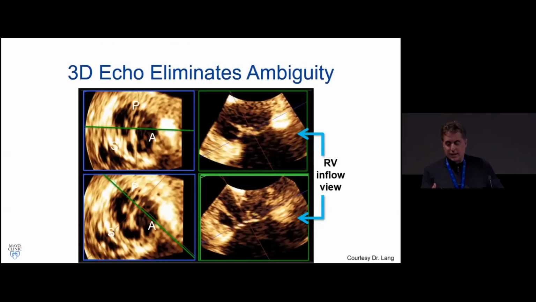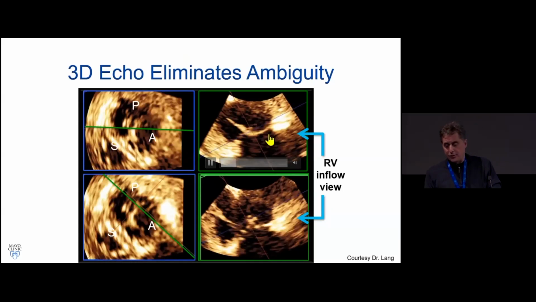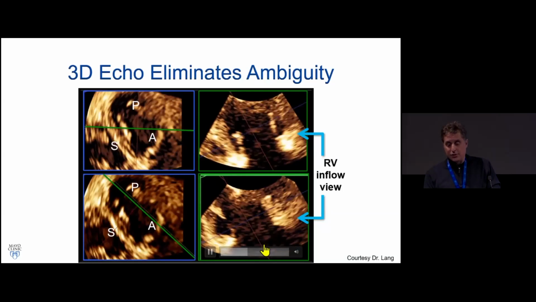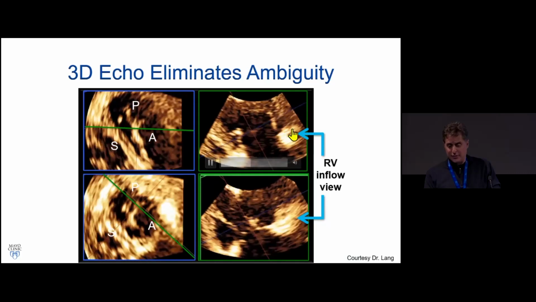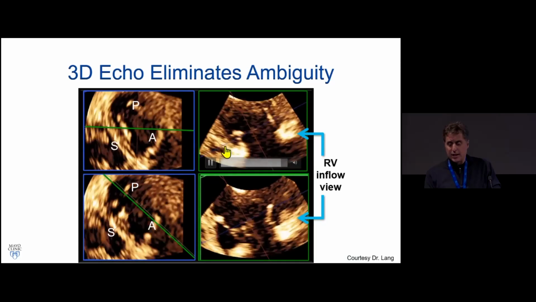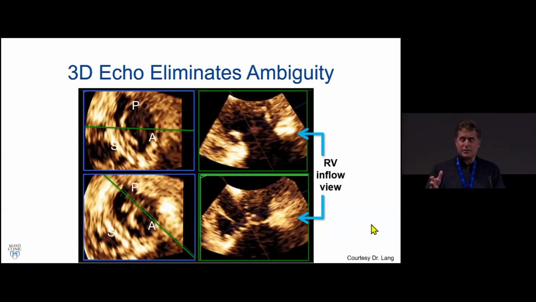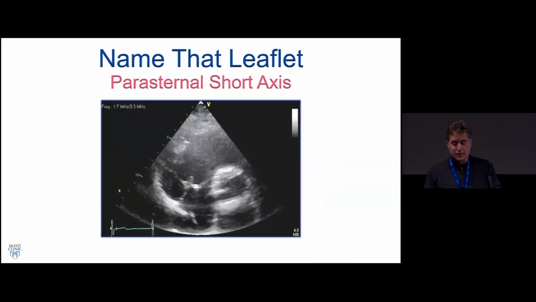Again, this is courtesy of Roberto because it's such beautiful images. These are 2 inflow views. Again, in 2D, they look exactly the same. It's just that the one on the top is the septal and the anterior leaflet, so anterior septal, and on the bottom it's septal and posterior leaflet. No way we could figure this out without transthoracic 3D imaging.